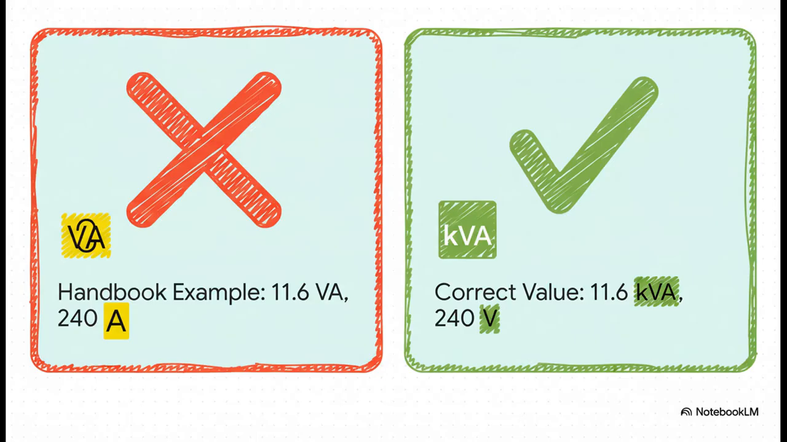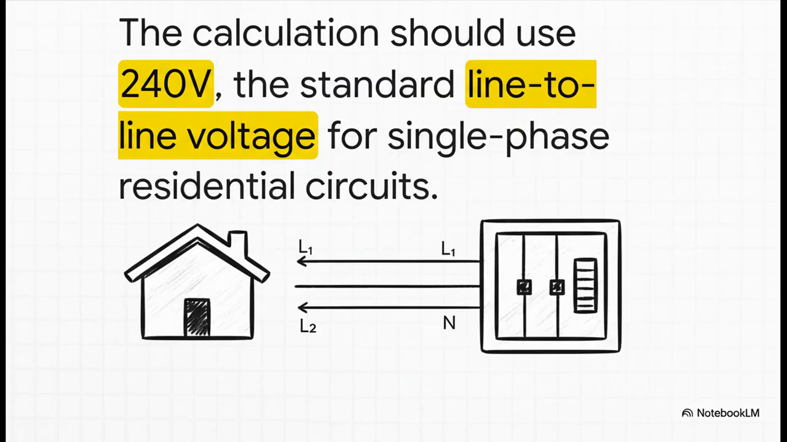The handbook actually had 2 typos. The load should have been 11.6 kilovolt-amps, not just volt-amps. And the big one, the divisor should have been 240 volts, not amps. Abraham was right to question it. So, why 240 volts? Well, just like before, it's all about that unstated assumption based on context.